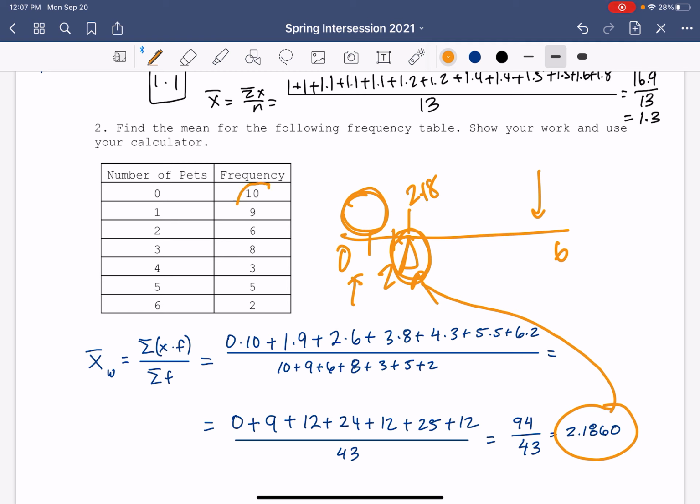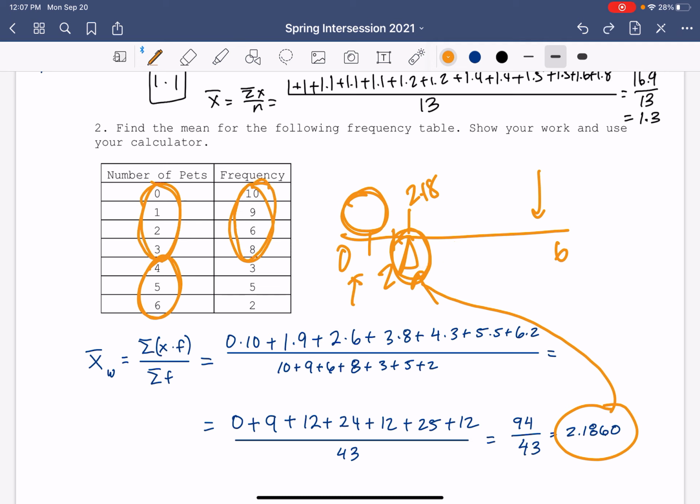Why would the balance point be closer to 0 than to 6? It is because more values are closer to these values, right? The more frequent values are here than these values. These pet values are more weighted because there's more of the pets: more 0 pets, more 1 pets, more 2 pets. And so instead of the average being in the center, it's more pulled to the left.